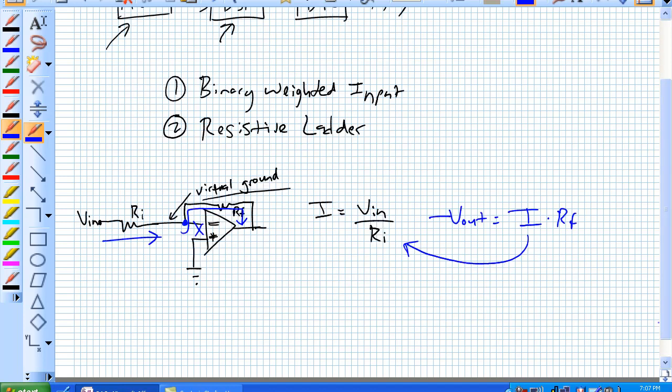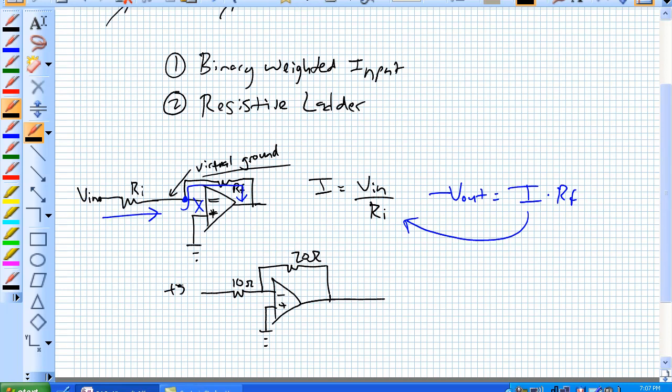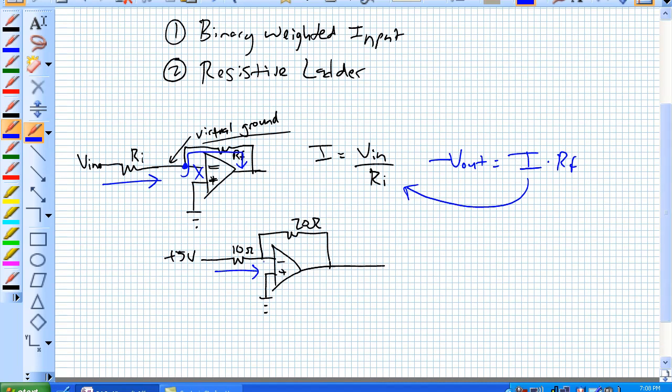Okay? So let's just do a quick example. I'm just going to do some random values here. There's a 10 ohm resistor. Here's a 20 ohm resistor. And let's say we happen to put plus 5 volts right there. So current's going to start flowing in through here. And again, this node here is held at virtual ground because of the first magical property of operational amplifiers. And what is the current through there? Well, I is equal to 5 volts divided by 10 ohms. That should be 0.5 amps.